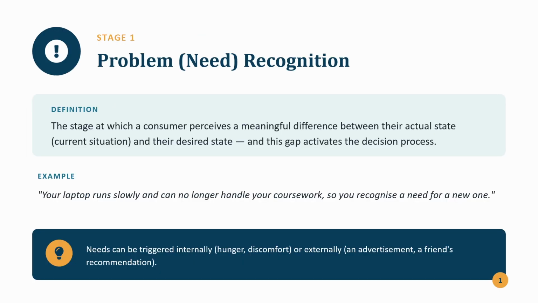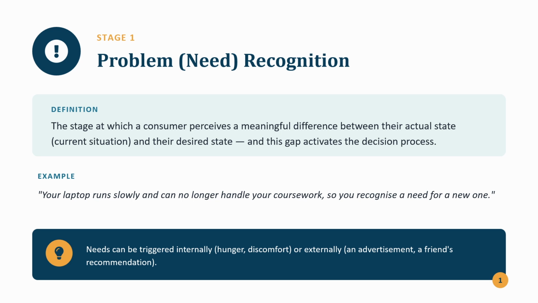Now, the first stage is problem recognition, or what we also call need recognition. This is where the buying process begins. A consumer realizes that there is a gap between their current situation and where they want to be. For example, your laptop has become slow and is no longer able to handle your assignments efficiently. At that point, you realize that you need a new laptop.